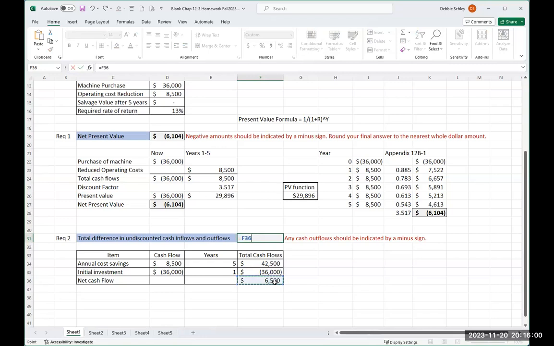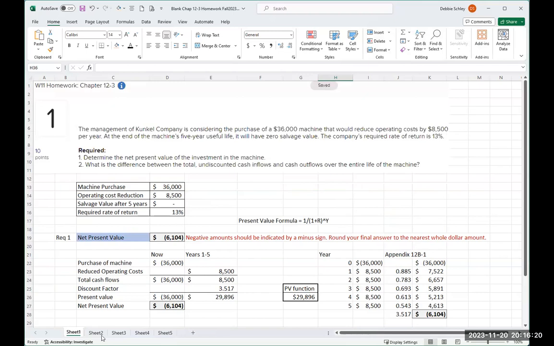And then equals sum of those two numbers gives me a positive 6,500. So I think what they're doing here is just showing you if you don't do a discount factor, then it makes it look like you're going to make 6,500, when in reality, if you look at the net present value of money, it's actually negative 6,104. So that is question 1.